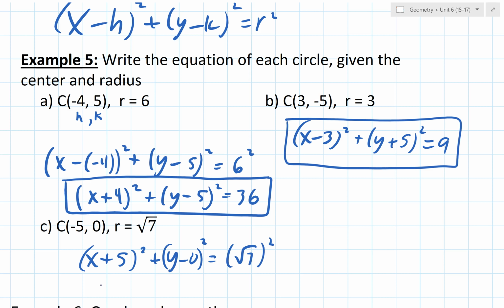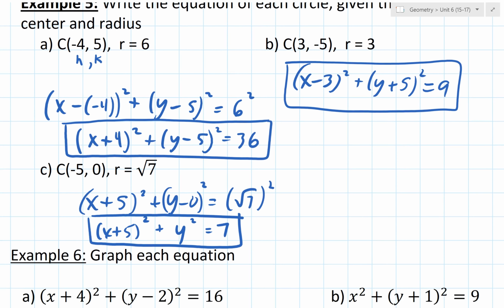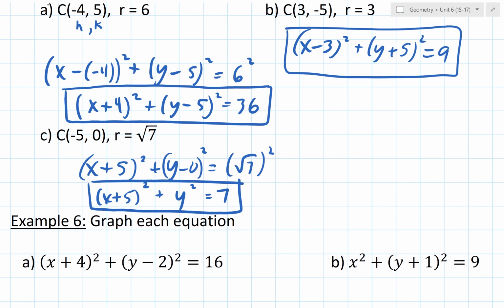So this is still (x + 5)², but then y minus 0 is just y, so that stays y². And then what's the square root of 7 squared? 7. The square root of 7 squared is 7. Okay, so that is the simplified equation for that one. Any questions on those? Those are similar to the types of problems you'll be doing on the assignment today. You'll be given a center and a radius, and you have to write the equation of the circle.